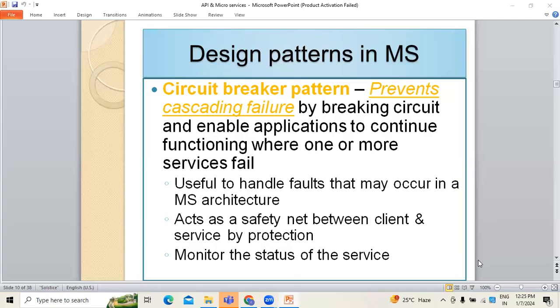So when we are talking about the second design pattern, especially on microservices, circuit breaker pattern is one of the design patterns which normally we use in microservices. Whereas when it comes to the third one, which is called the API gateway pattern, we will discuss that in the next session.